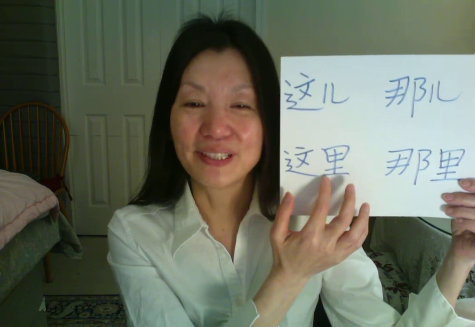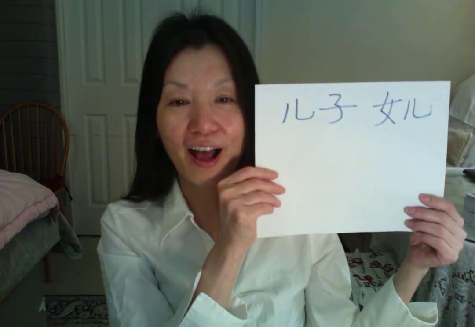Both work, okay? Let me see next. This one here, we see that one here, okay? This one is a son. 儿子, if you are a boy, you are your parents' son, okay?